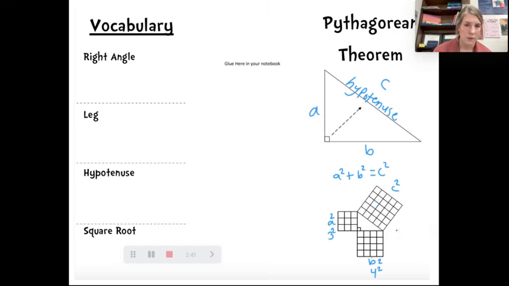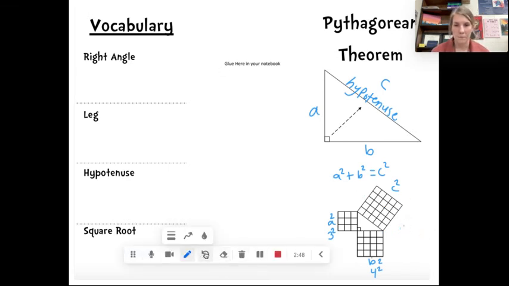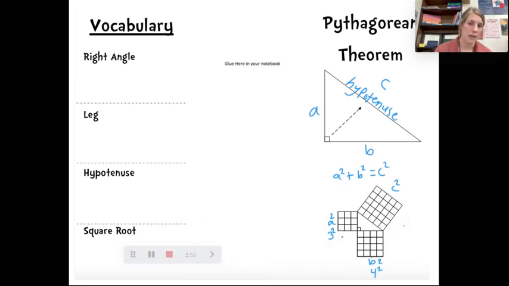So let's figure it out here. The formula is up here. A squared plus B squared equals C squared. So A squared, my A is 3, so 3 squared plus 4 squared should give me C squared, okay? So 3 squared is 9 plus 4 squared is 16, should equal C squared. 9 plus 16 gives me 25. So there should be a total of 25 squares here.